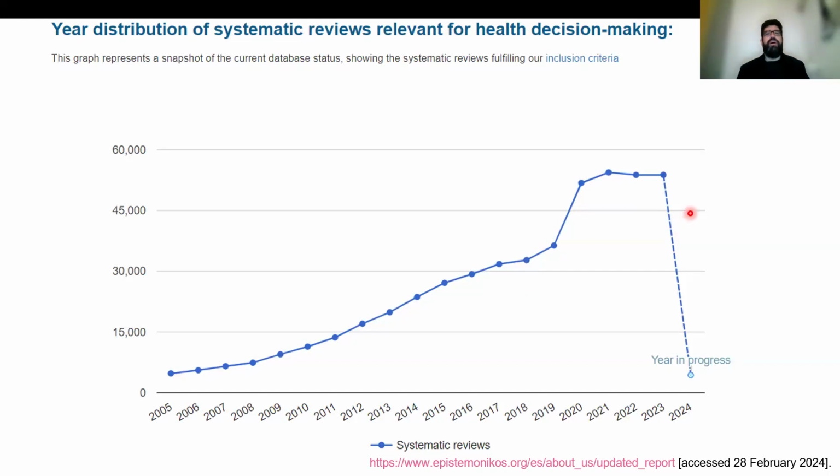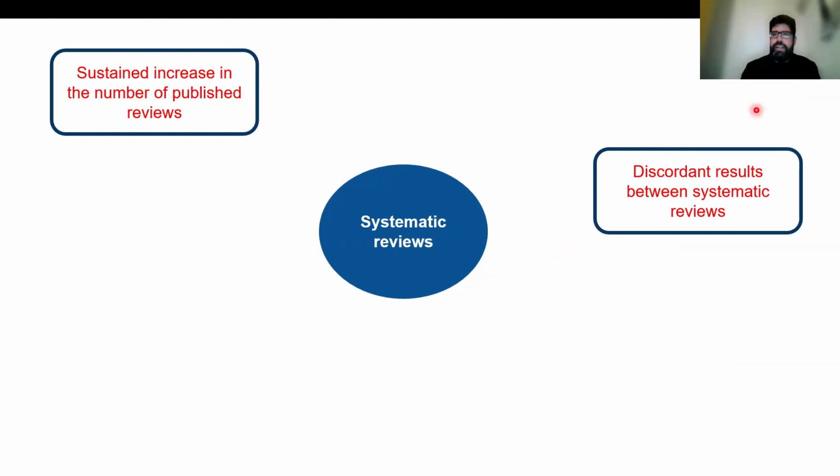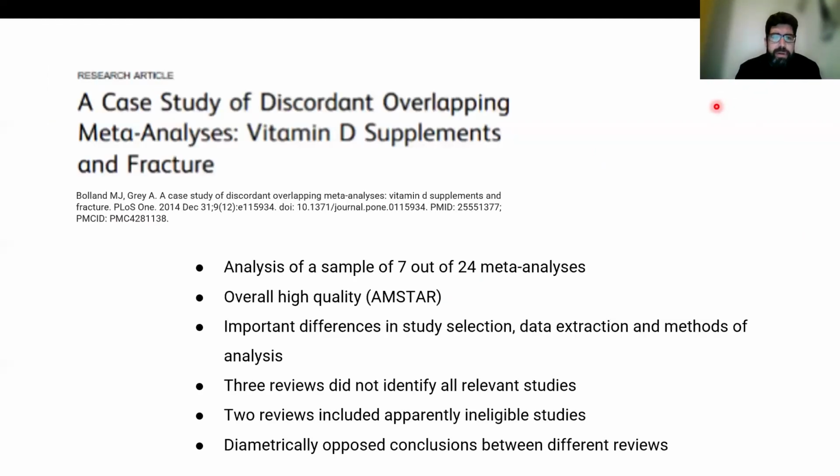why overviews were born. If there are a lot of systematic reviews, we need a way to synthesize those systematic reviews. But another issue is that it is frequent that we find discordant results between the systematic reviews. So, for example, this is a great paper with a case study of discordant overlapping meta-analyses of vitamin D supplements and fracture. These authors analyzed a sample of 7 out of 24 meta-analyses of high quality assessed by AMSTAR, and they found that there were important differences in study selection, data extraction, and methods of analysis.